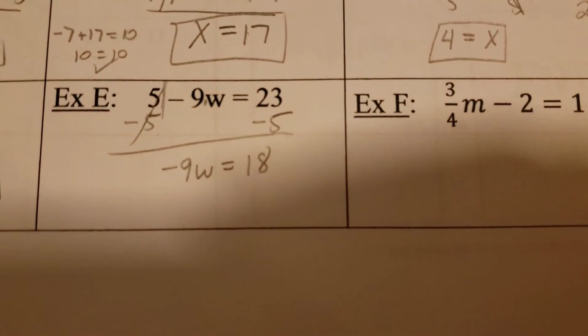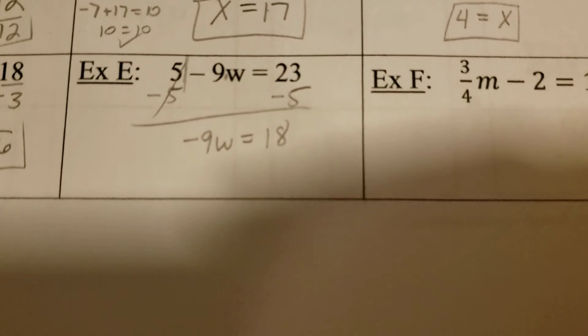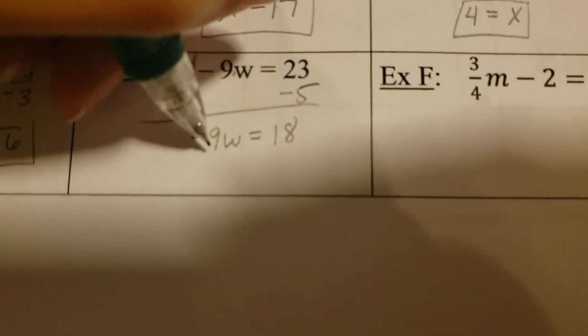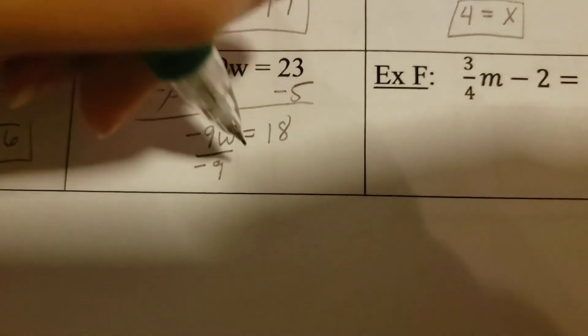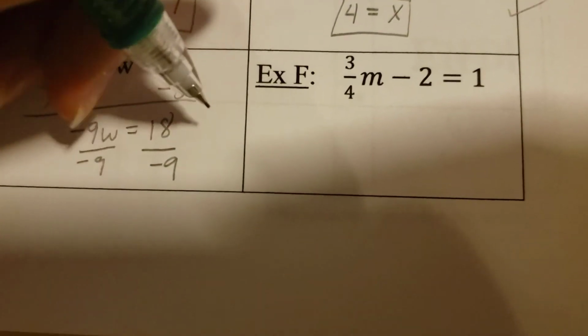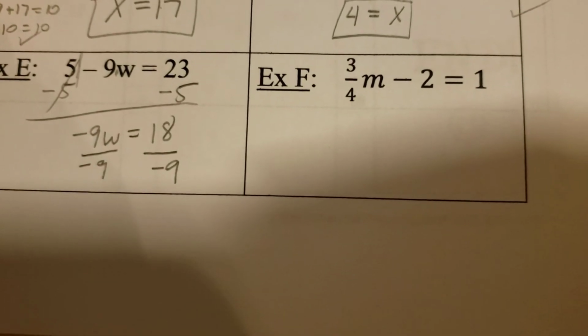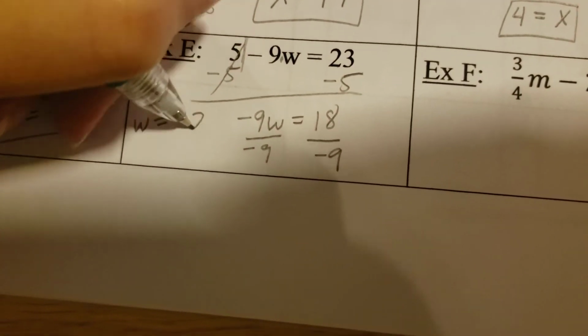And then now again, our couple, they're going to break up again because w wants to be all by itself. That's the whole goal. W wants to be alone, or whatever your variable is. So we have to divide. So you divide by the number in front, which is -9. And so now, again, in your calculator, I want you to do 18 divided by -9, and you'll find that w is equal to -2.